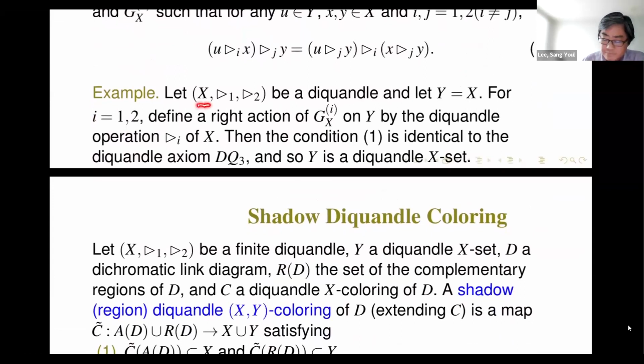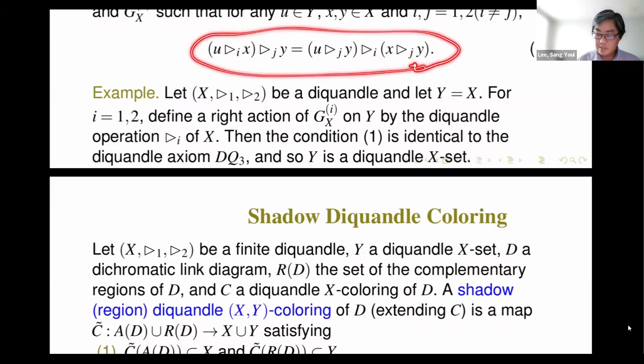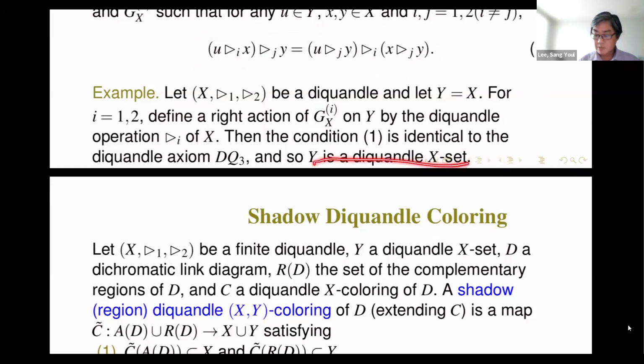Actually, you know, this is the diquandle, and Y is X itself. Then we can define for each i the right action of this associated group on Y by the diquandle operation. Sorry, this is the quandle operation delta i. Then automatically this condition is satisfied. Actually, this condition is just the self-distributive law in this case. So Y is a diquandle X set. This is a typical example of a diquandle X set.